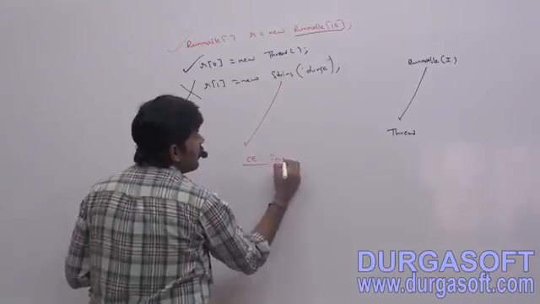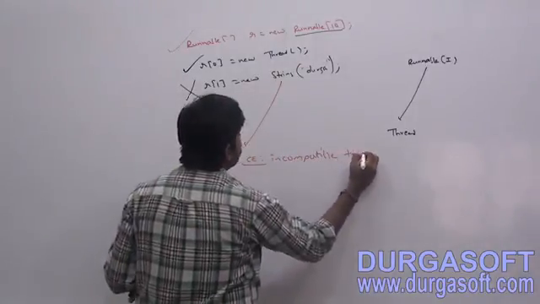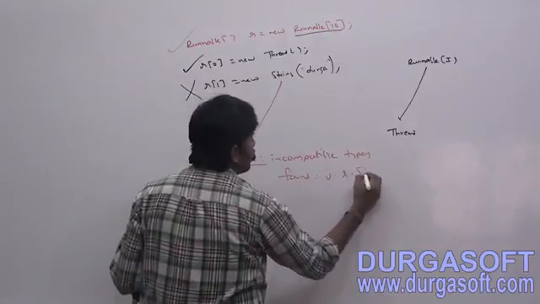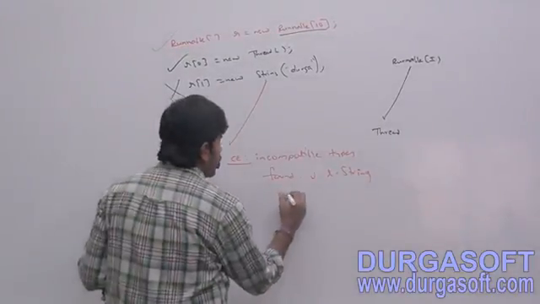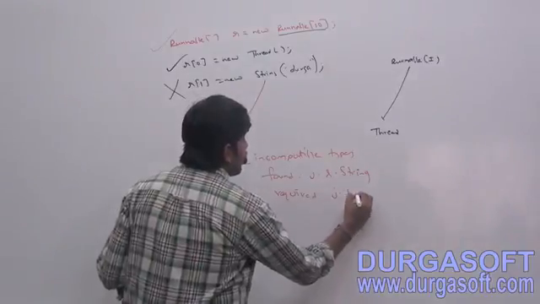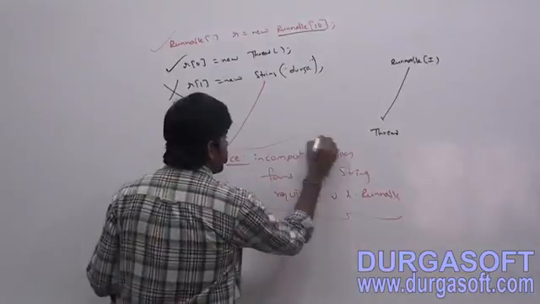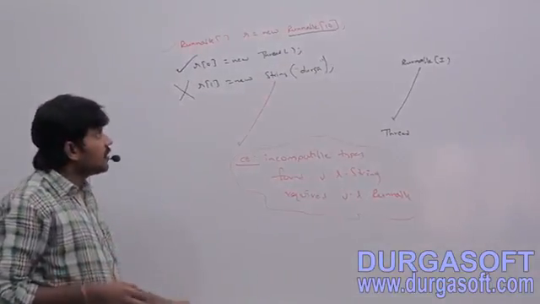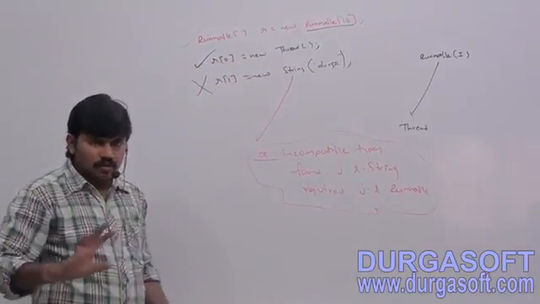Incompatible types. Found: java.lang.String, required: java.lang.Runnable, right? I hope it is clear for all of you. Okay, sir, if it is an interface type array, its implementation class objects are allowed, no problem at all.